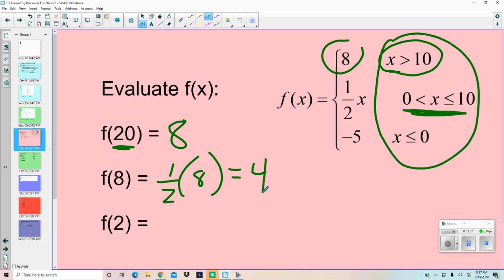Okay, f of 2, what branch? The top, the middle, or the bottom does 2 fit into? Well, up here at the top again. X is greater than, oh, no, that's wrong. In the middle.